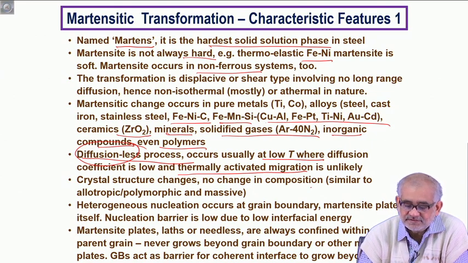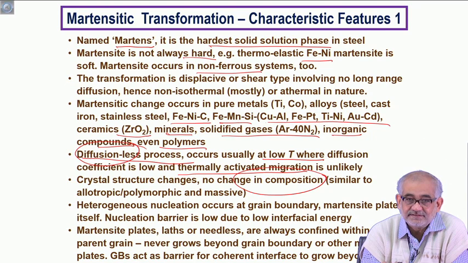Another very important feature is that there is no change in composition. So, when you talk of pearlite or bainite, you start with austenite and there is immediate solute separation, so that two different phases form like ferrite and cementite. Ferrite would typically contain carbon to the tune of 0.025 weight% carbon, whereas cementite will have 6.67 weight% carbon.